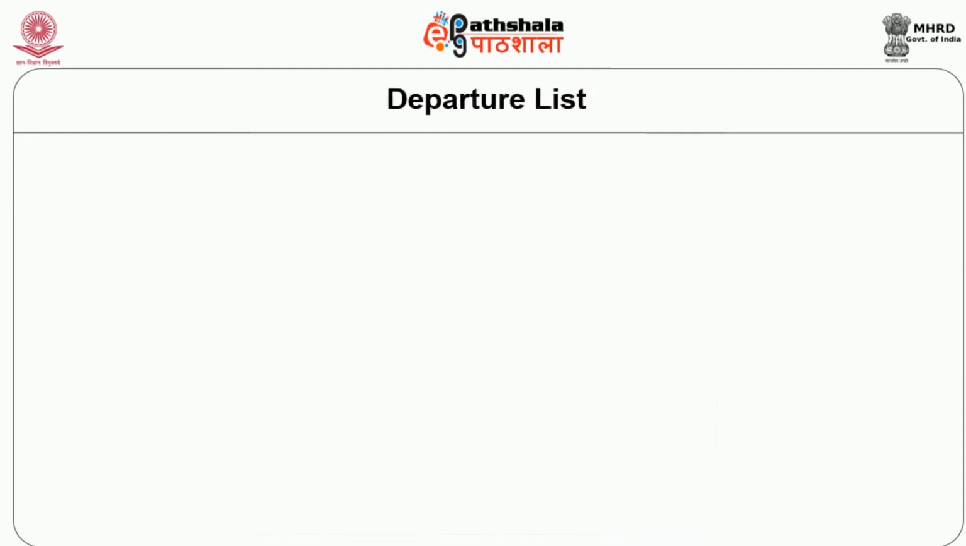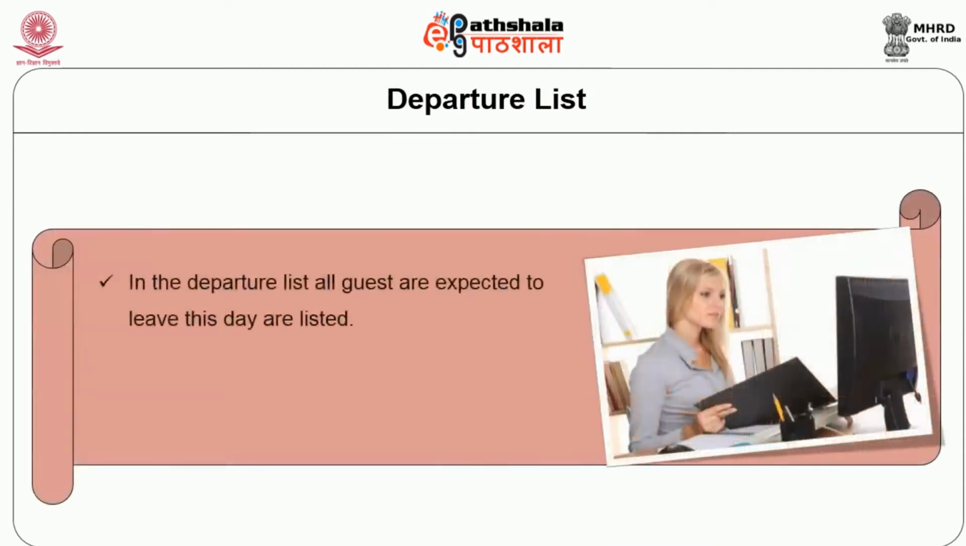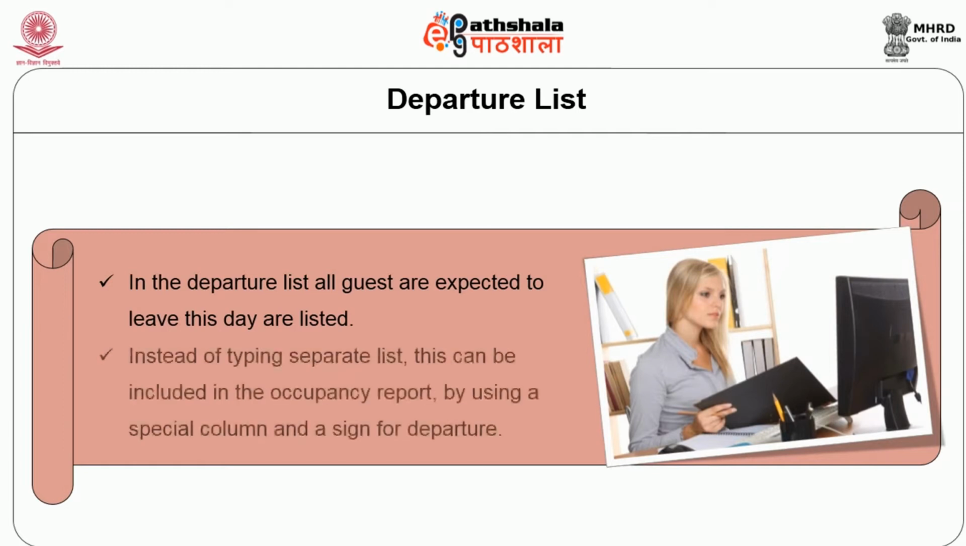Departure list. In the departure list, all guests expected to leave this day are listed. Instead of typing a separate list, this can be included in the occupancy report by using a special column and a sign for a departure.